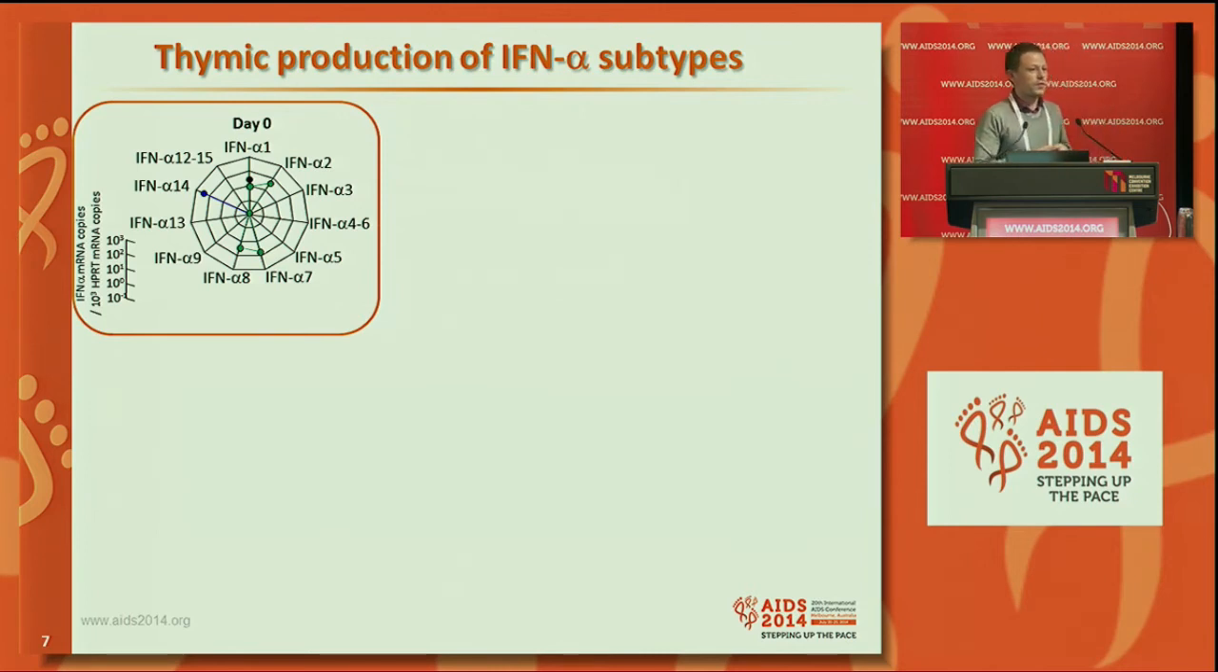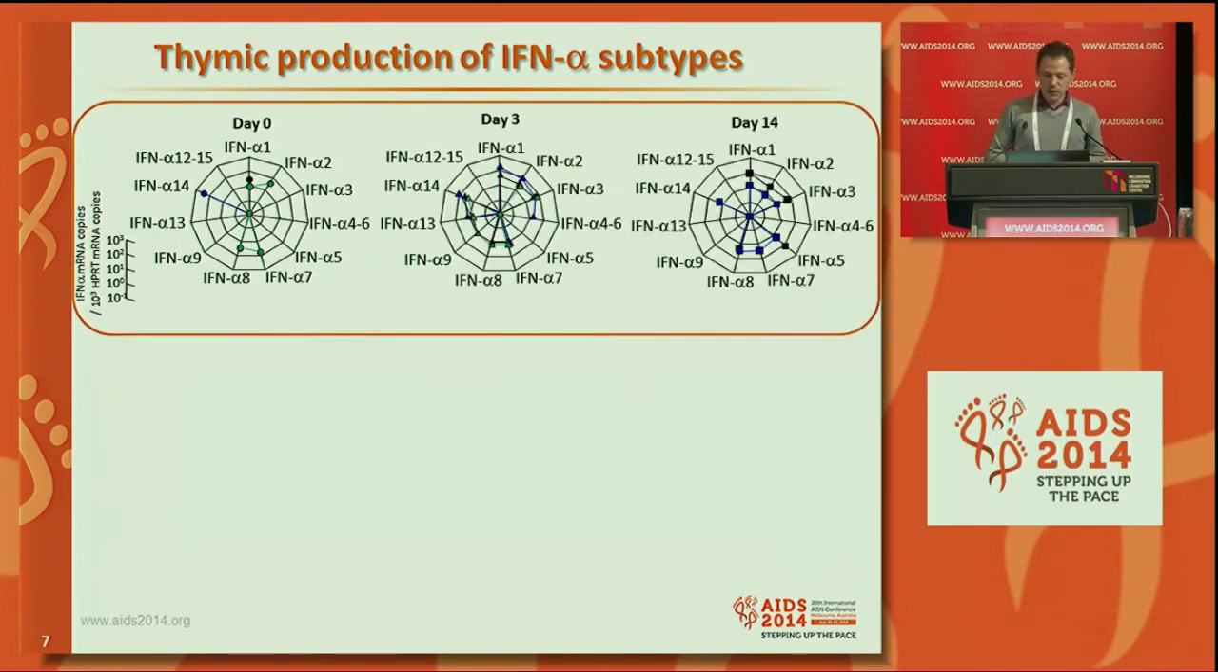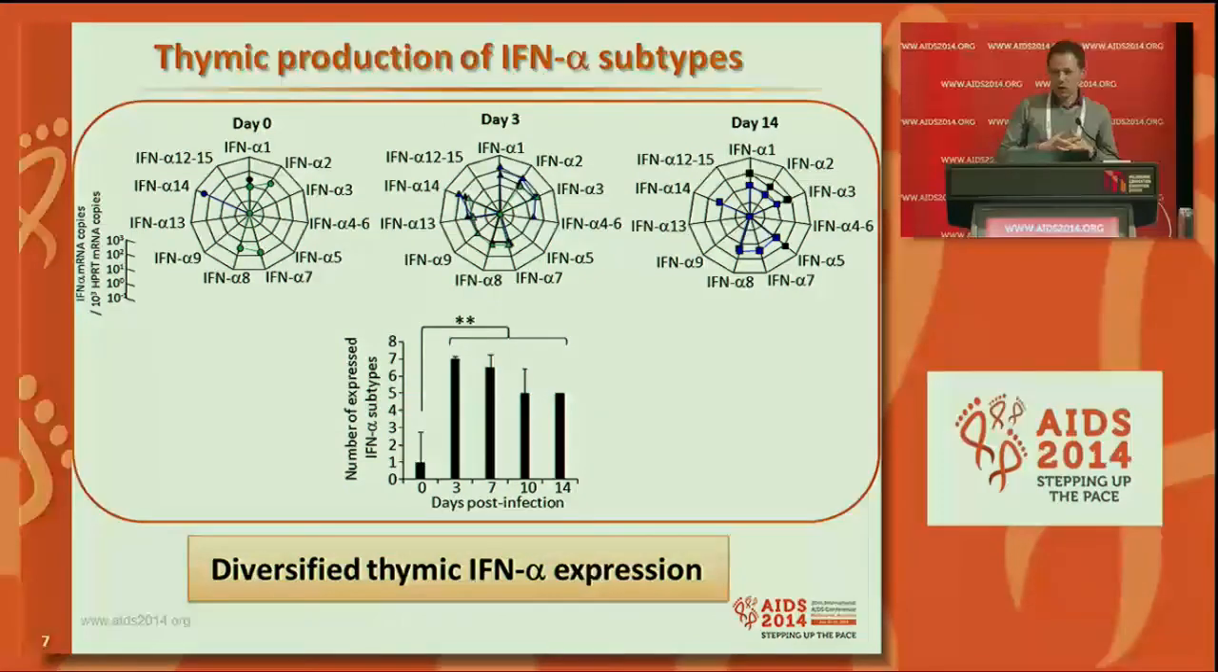As you can see, in uninfected animals, there is a very low number of interferon alpha subtypes produced, and it's heterogeneous between the different animals. During acute SIV infection, there is a diversification of the interferon alpha response within the thymus, and also a homogenization between the animals. Thus, acute SIV infection is characterized within the thymus by a diversified thymic interferon alpha expression.